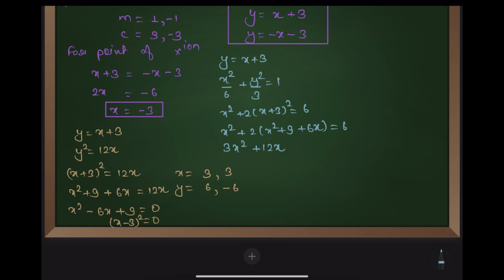12x, then 9 twos are 18, 18 minus 6 on this side, so it is 12. Okay, now you can divide both sides by 3. So x square plus 4x plus 3. So it is x square plus 3x plus x plus 3 equals 0. So x plus 3, x plus 1. So we got x equals minus 3, minus 1.